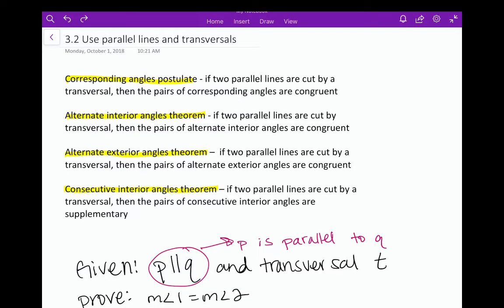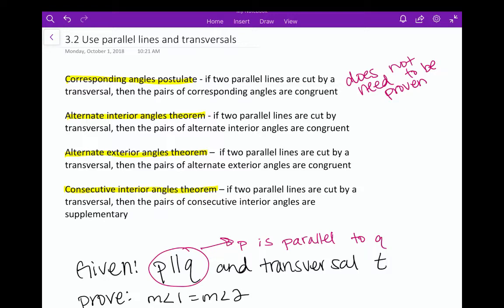This does not need to be proven. We can use that in a proof without having to prove it already. So we know that the corresponding angles are congruent. Now we have the three theorems here, which can be proven, and we're going to prove one of them.